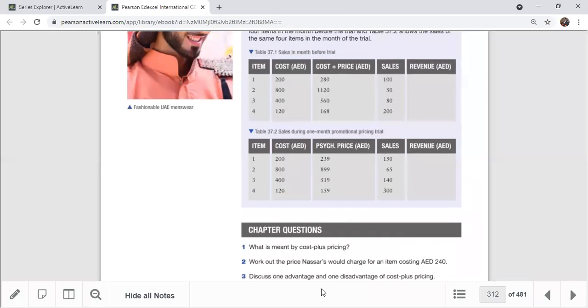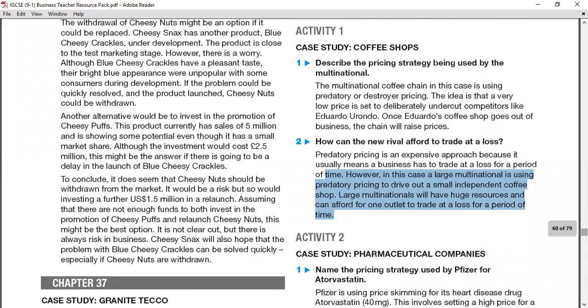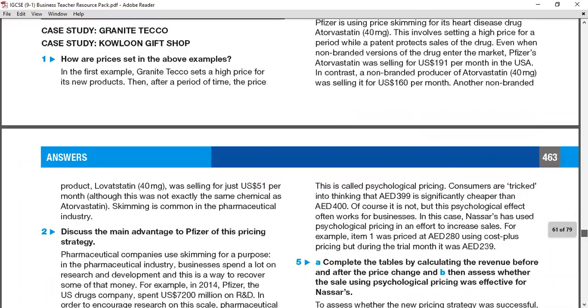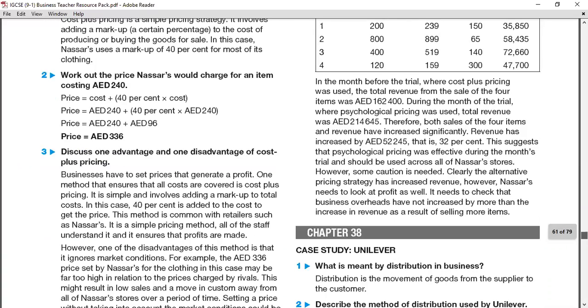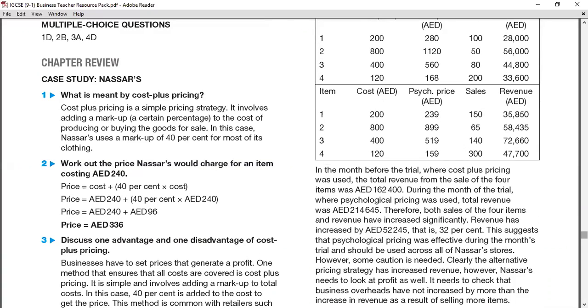Let's go to the marking scheme and see what the answers are for this question. So it's an easy question though. You can see question number 1. In Nassar's case study, cost plus pricing is a simple pricing strategy, and it involves adding a markup to the cost of producing or buying goods and sales. In this case, Nassar uses a markup of 40% on most of the clothing. And they're asking to calculate the price for a 240 AED item. So 240 times 40% is 96. So 240 plus 96 is 336 AED.